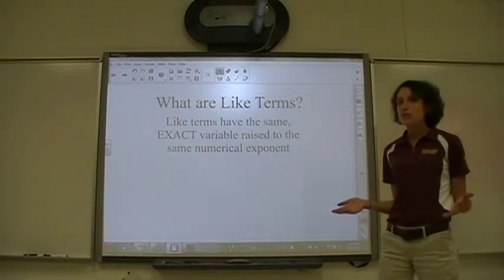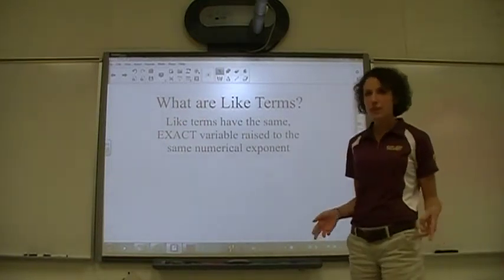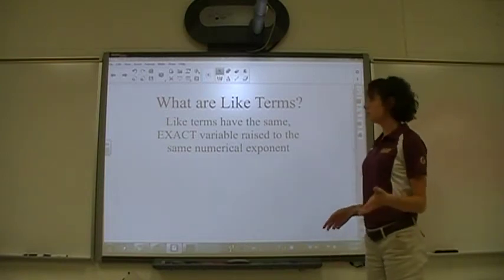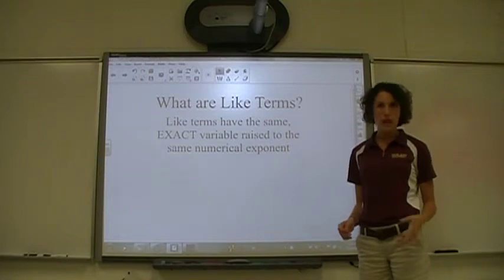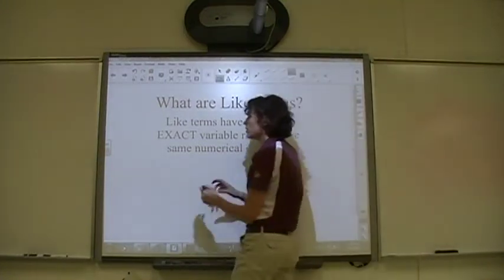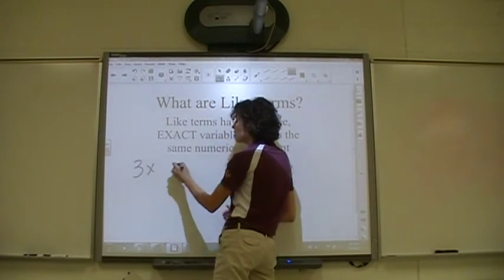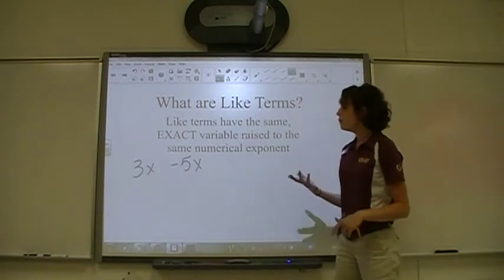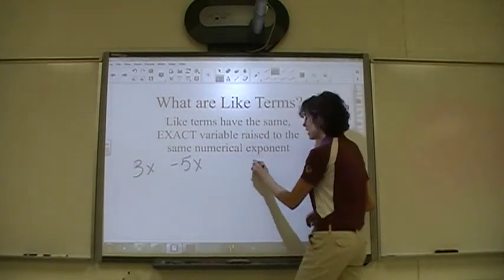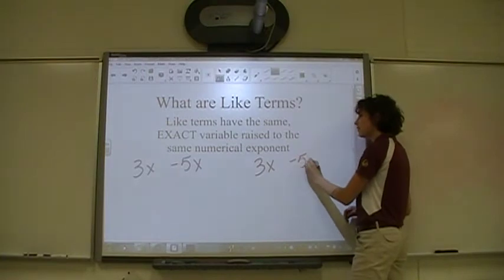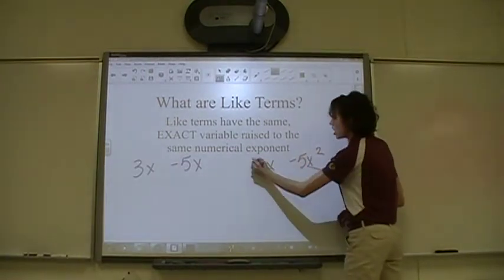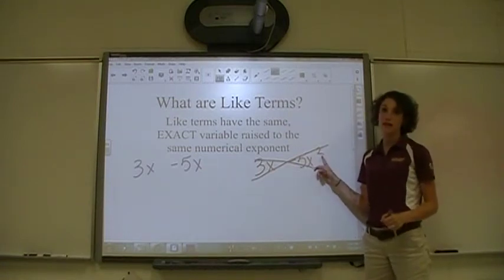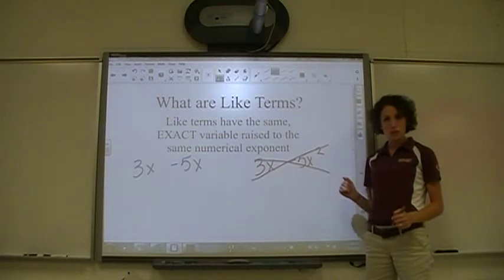So first, you might be asking yourself, what are like terms? In layman's terms, like terms have the same exact variable raised to the same numerical exponent. Some examples of that would be 3x and negative 5x. These are like terms. But if you have 3x and negative 5x squared, these are not like terms because your x is squared with the negative 5. So these are not like terms.